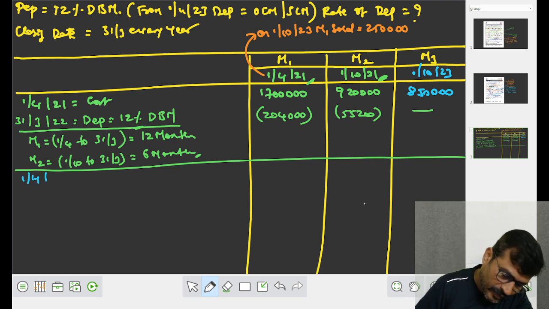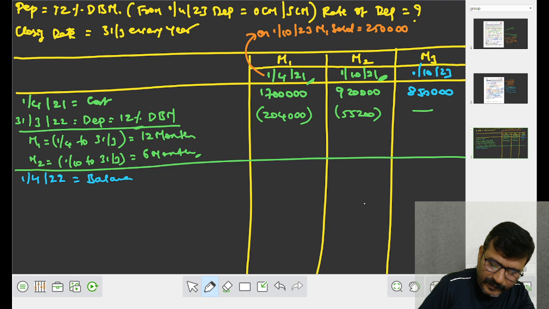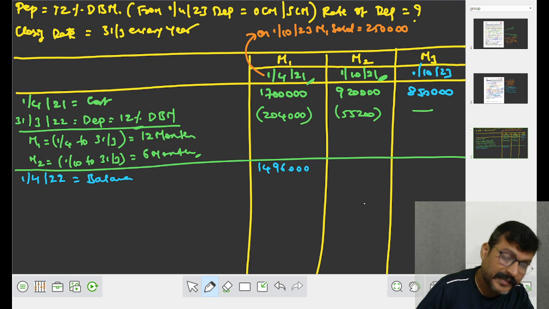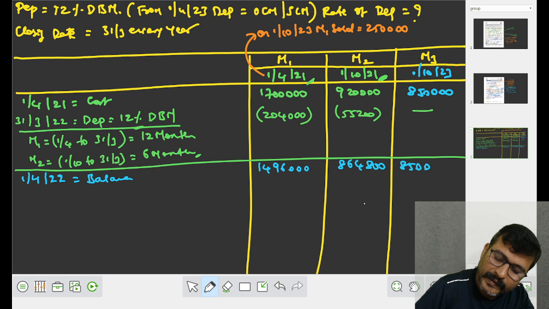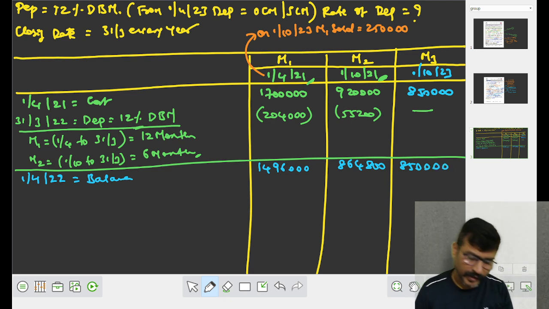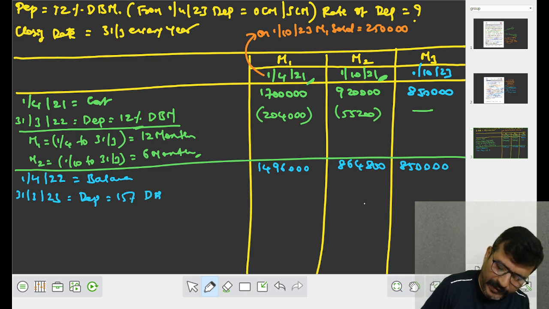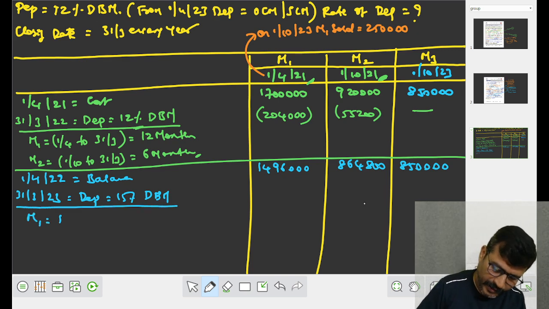Now let me write 1st April 22 financial year. Now I have to write balance. Subtract it, you are getting 14,96,000. Here 8,64,800. Same with 8,50,000. Now we have to end on 31st March 23. Depreciation again under diminishing balance method. For M1. Now M1 became your old machine, right? Calculate depreciation for 12 months.